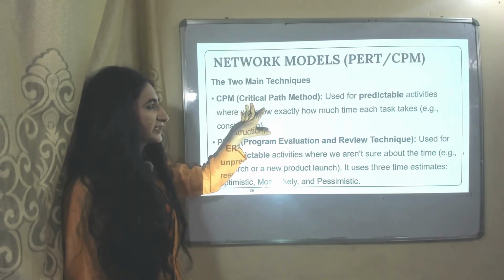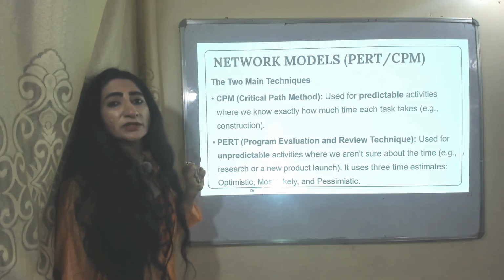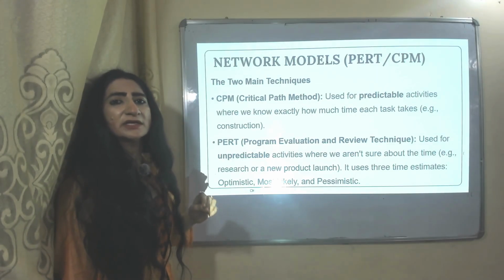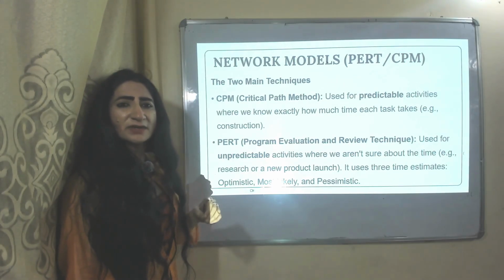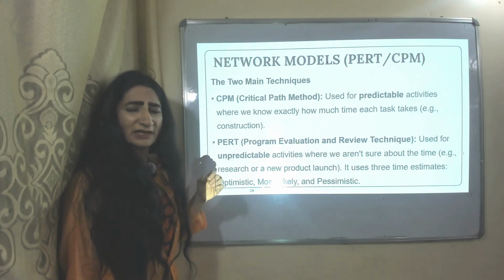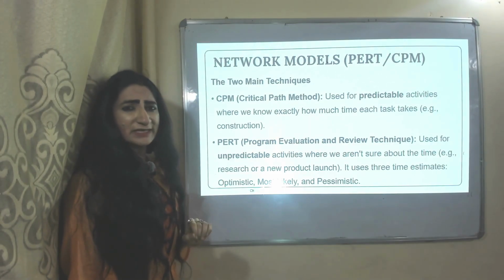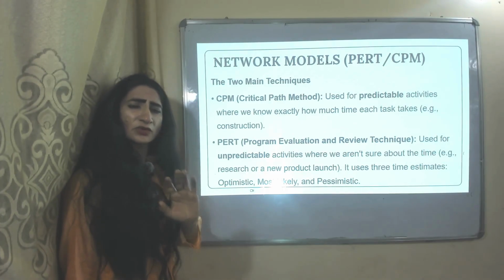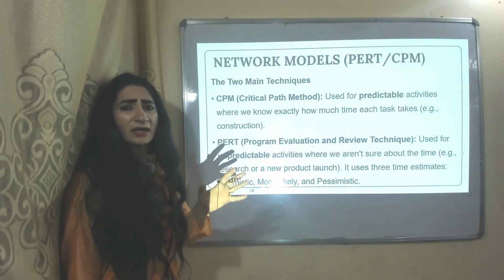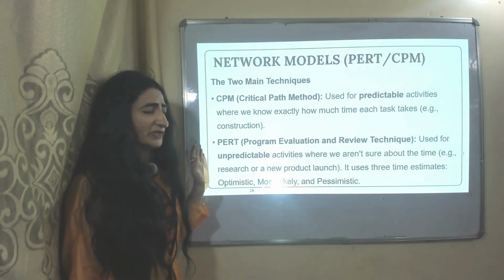CPM stands for Critical Path Method. We use CPM when activities are predictable. That means you know exactly how much time is required. For example, in case of construction activities, you know exactly how much time is required. So in this case, you can use CPM.